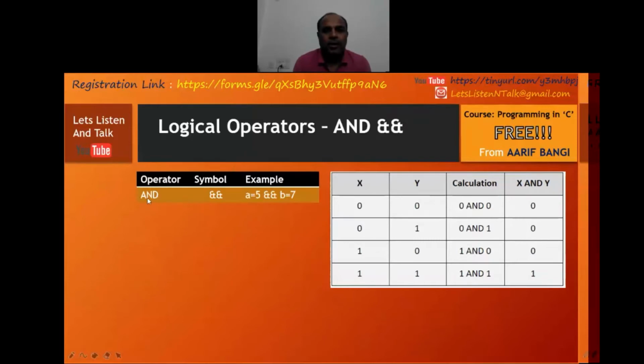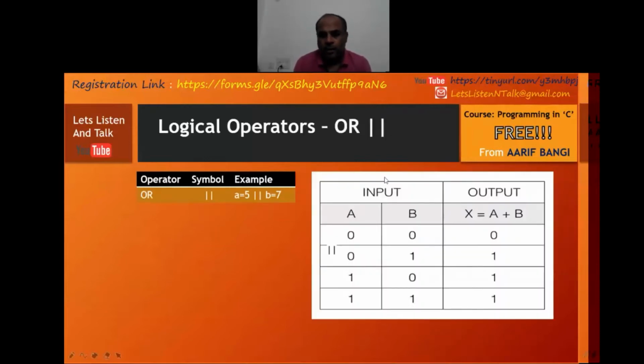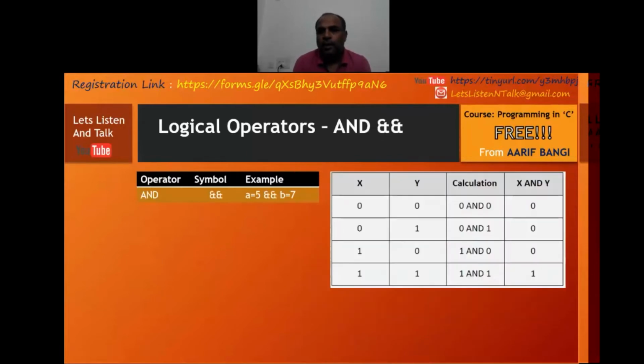The symbol that needs to be used is ampersand ampersand, two times, right? It's a binary operator, so on the left side one variable or expression will be there, and on the right side one variable or expression will be there. Look at the table on the right side.